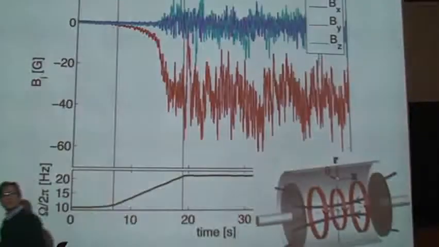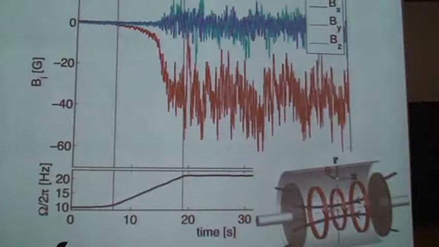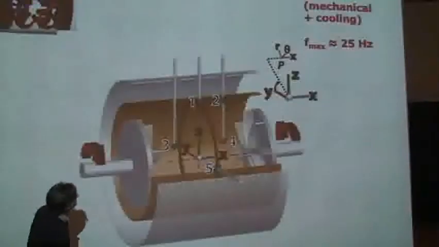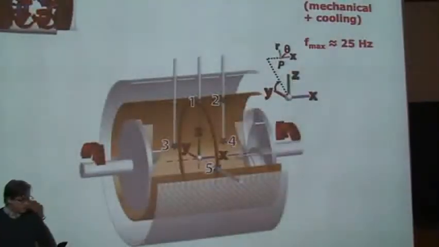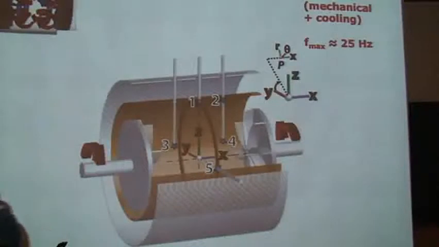Sorry, just going back to that previous slide, how crucial are the metal ringlets in the middle? Come back to it again. I will.